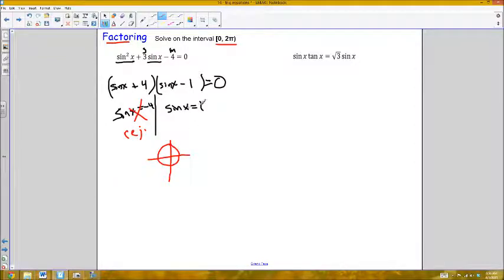Since sine x equals 1 is one of those special ones, it's not one of those reference angle ones. You can think of the unit circle, and sine is the y values, and it will equal 1 on the unit circle here, which is at pi over 2. Or you can think of the graph of sine.